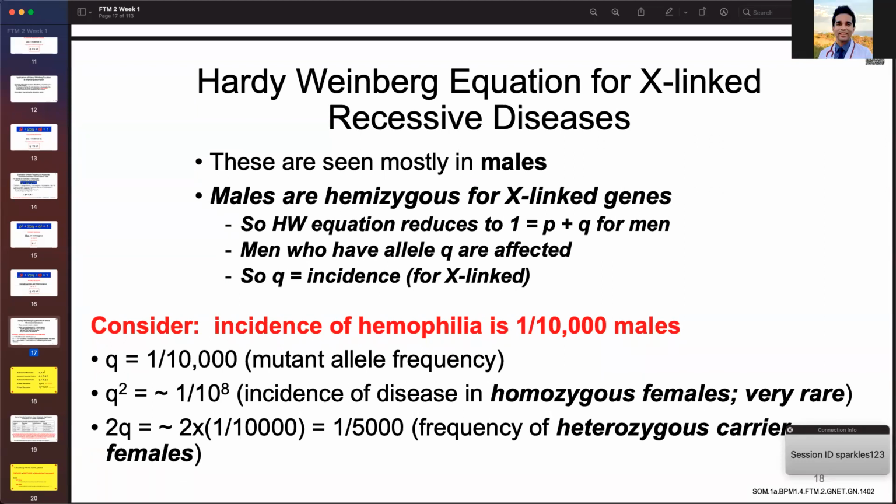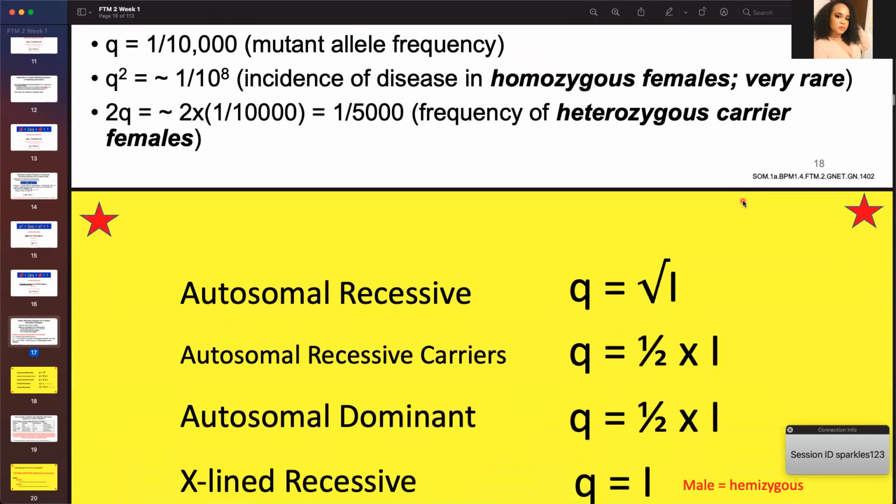You do need to know the disorders associated with it, but you don't need to know it based off of Hardy-Weinberg and calculating. Just be aware of that. So anything that you learned in FTM1 with the X-linked disorders, yes, that's still fair game. But as far as applying it with this, no, you don't need to worry about that. Okay, great. Thank you. Yes, of course.